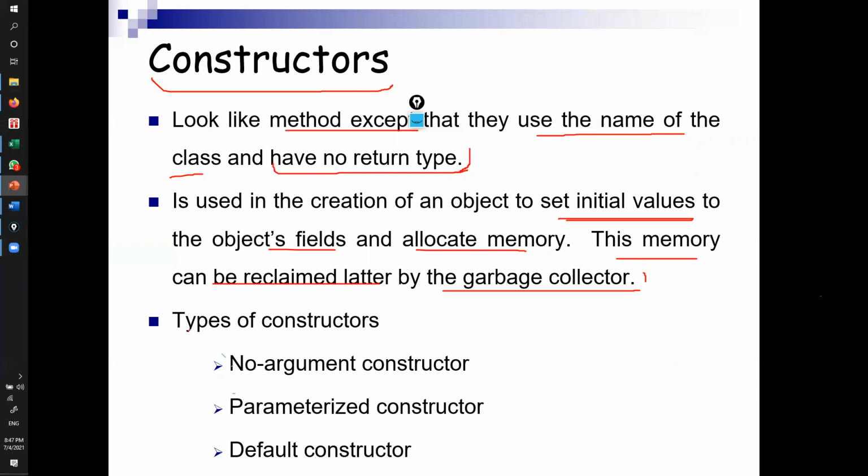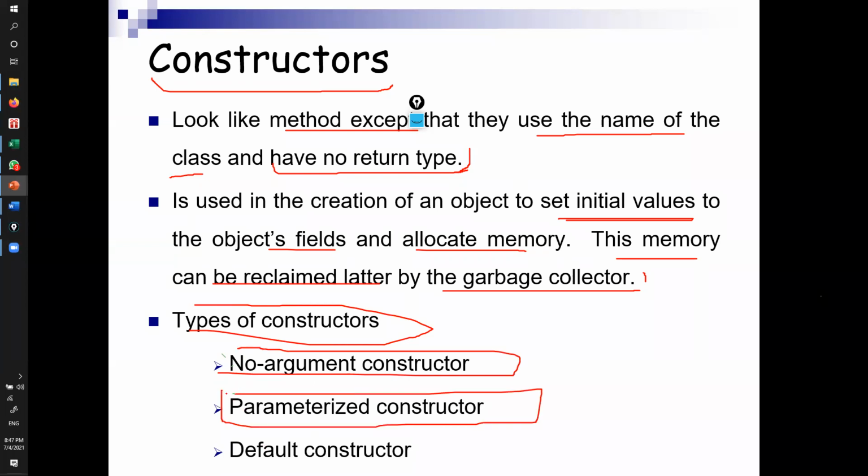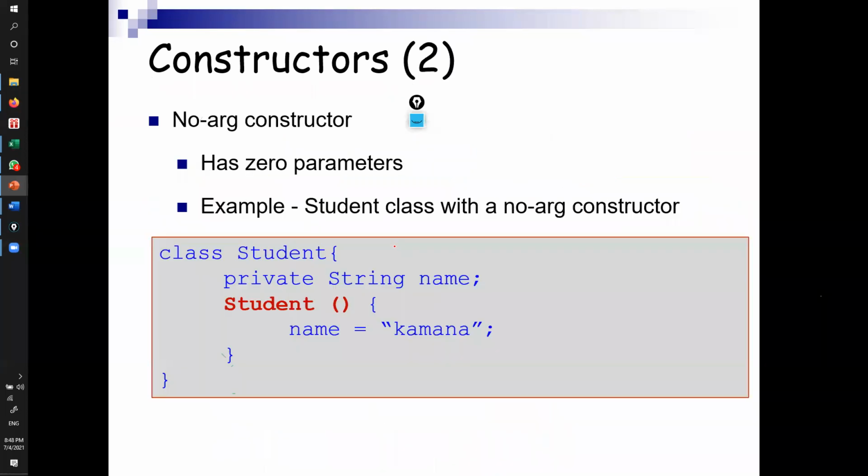So we have three types of constructors. One, we can have a constructor with no argument. We can have a constructor with some parameters or some arguments. Or if you don't specify any, we get what you call a default constructor. So these constructors are very important to initialize the values of your object and get some memory allocated for those objects. We'll see this in an example.